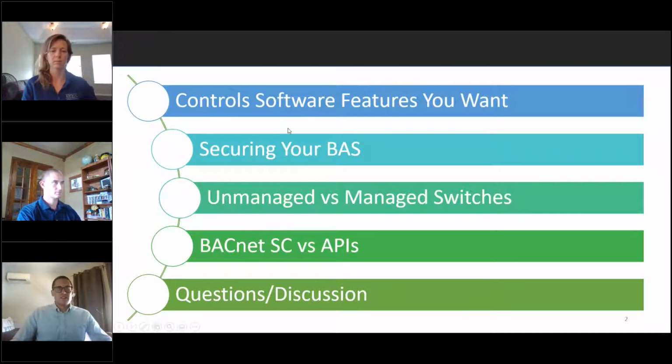We'll talk through how you can secure your BAS building automation system, look at the difference between unmanaged and managed switches, and then finalize the conversation by revisiting BACnet SC and APIs for a little bit further of a discussion. For those that weren't able to make the session that we previously talked about APIs, this piece we're going to take it one step further and compare it to BACnet Secure Connect. So APIs are application programming interfaces, and we'll give some more details once we get to that slide.